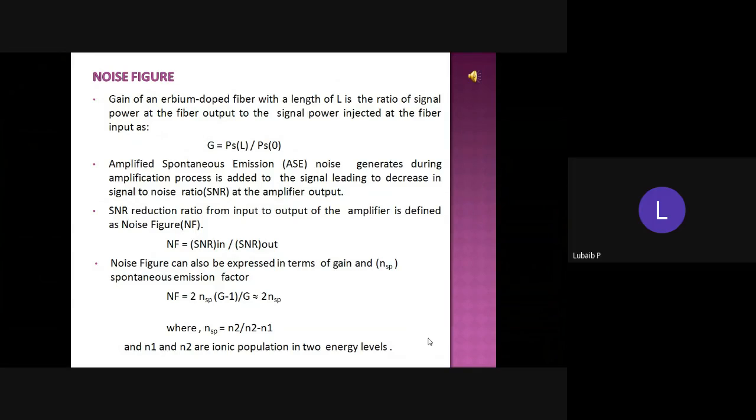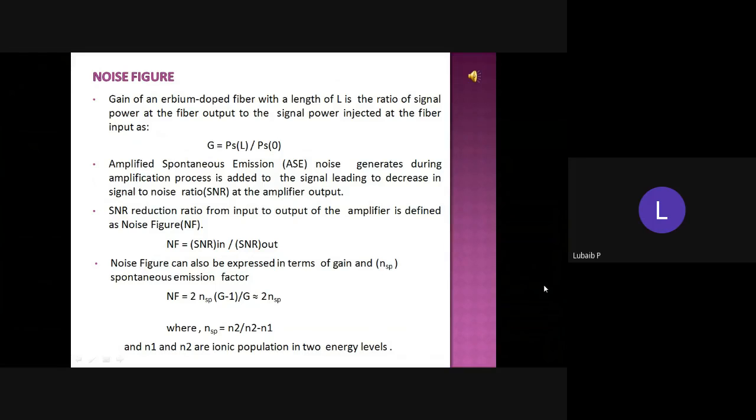Amplified spontaneous emission, ASE noise, generated during the amplification process is added to the signal, leading to a decrease in signal to noise ratio at the amplifier output. I think you know that signal to noise ratio is the ratio of signal power to the noise power.